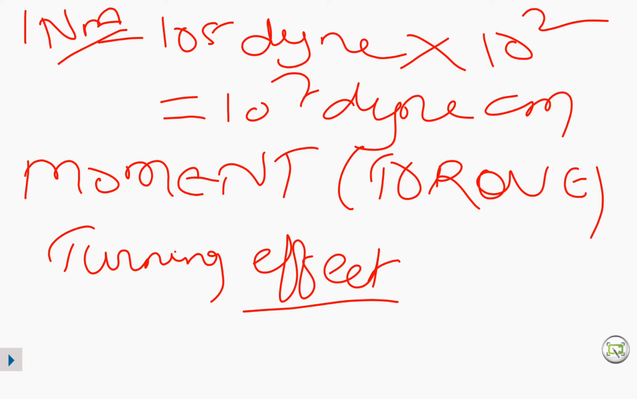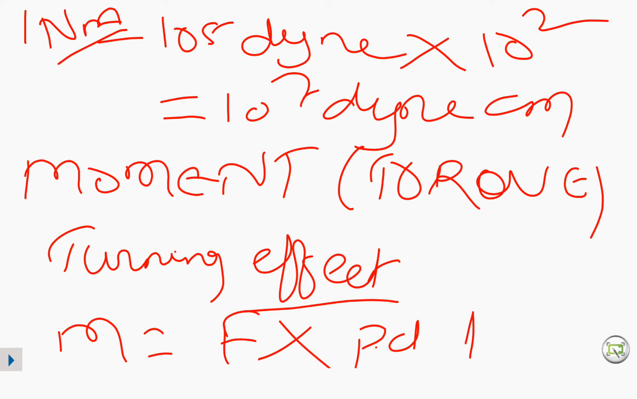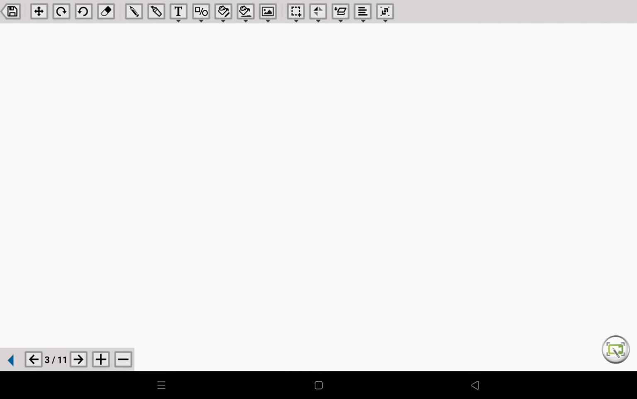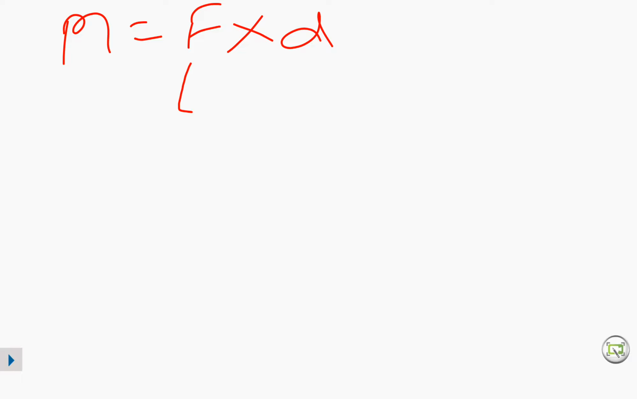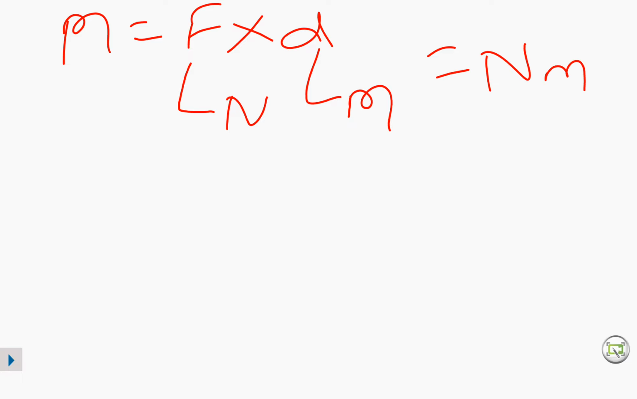What is the formula for the moment of a force? The moment of force is equal to force into perpendicular distance, the perpendicular distance from the point O, the originating point O. So moment of a force is equal to F into perpendicular distance. What is the unit of force? Newton. What is the unit of distance? Meter. So finally the moment of a force is measured in Newton meter, that we have seen already.